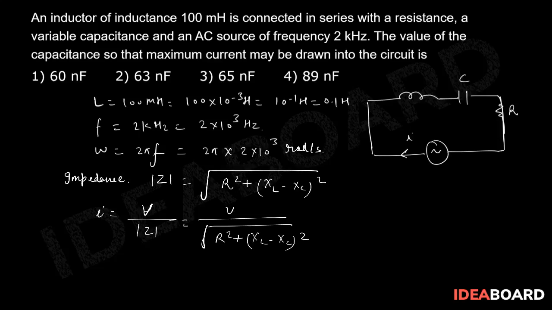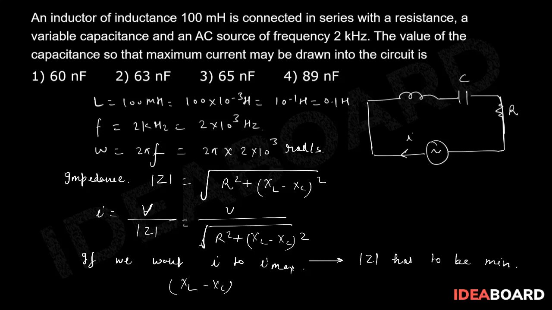Now from this expression, you are very sure that for the maximum possible current, if we want I to be I max, that means mod Z has to be minimum. And the only possible case in this question is if XL minus XC becomes 0, because then it will come out to be V upon R, which will be the minimum impedance case. So that shows XL is equal to XC.